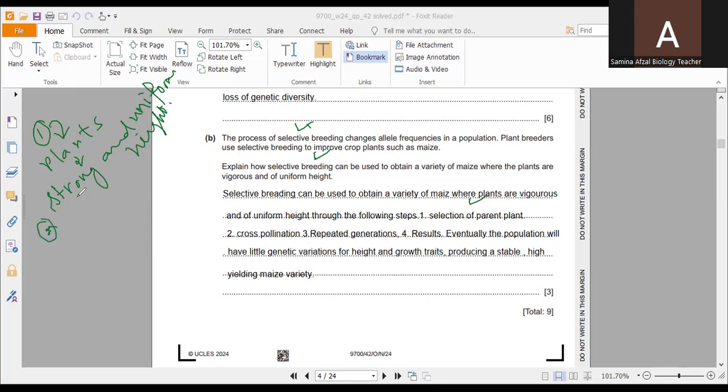Secondly, crossbreeding. Selected plants will be crossbred with one another. For what? For the beneficial traits in the offspring. And thirdly, artificial selection. They will select the offspring that show the desired characteristics, then they will further breed them together. And then repeated breeding.